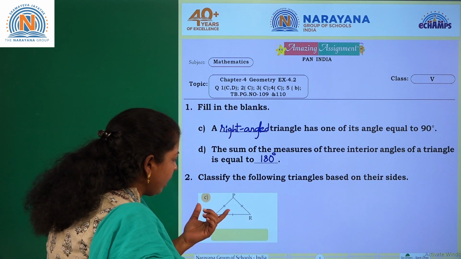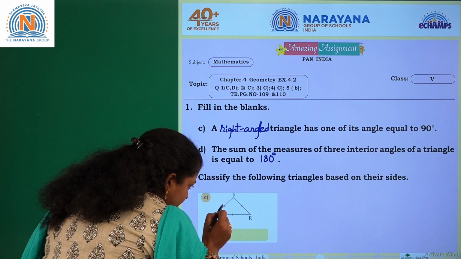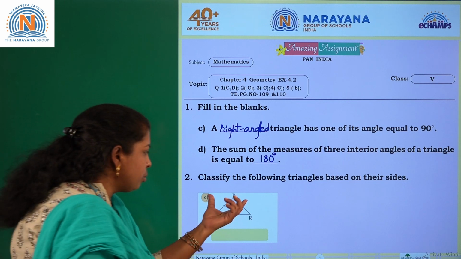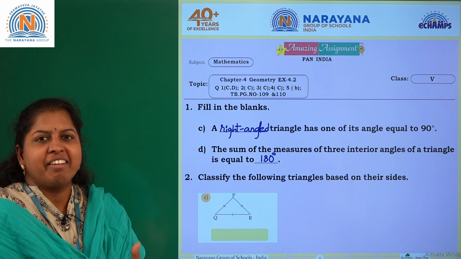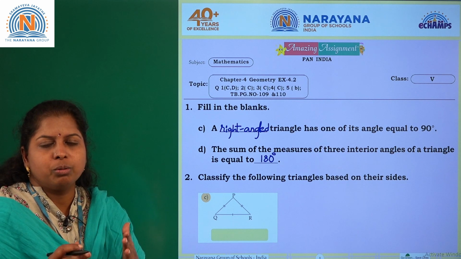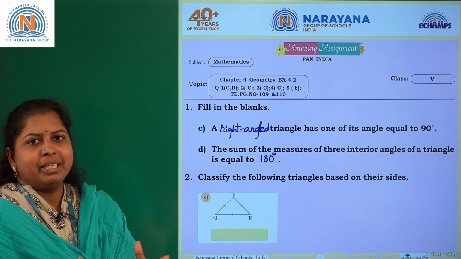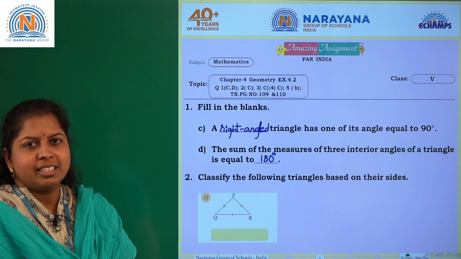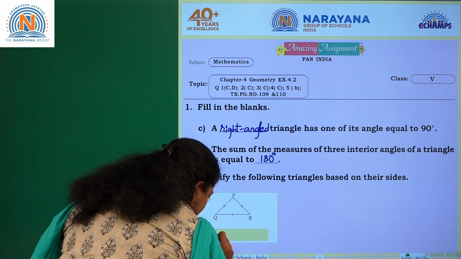Classify the following triangles based on their sides. If you clearly observe the figure here, children, equal to symbols are there, which represents these two sides are of equal length. If two sides are having the equal length, that means the same measurement is there for these two sides, then the type of triangle is known as an isosceles triangle. What is that, children? Isosceles triangle.